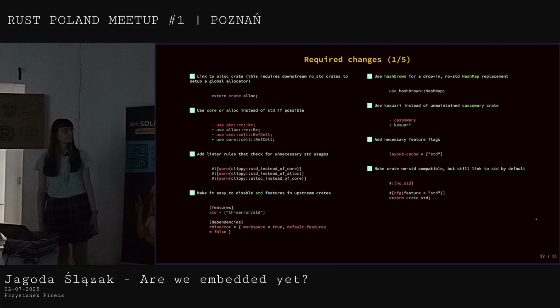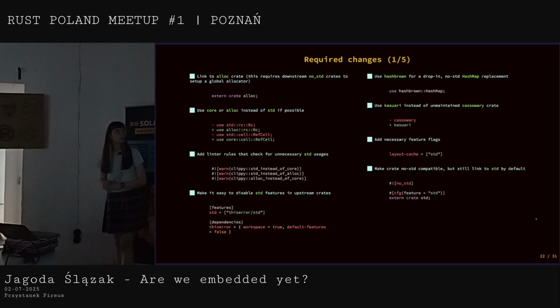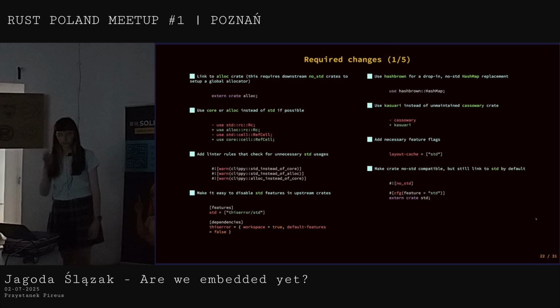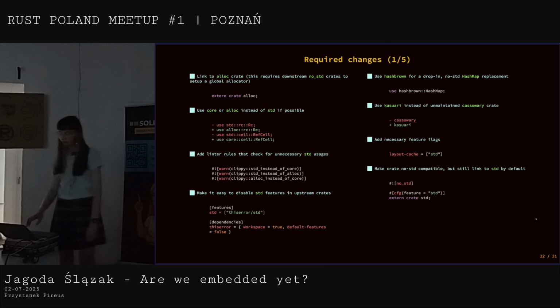upstream crates. We also used hashbrown as a drop-in no-std HashMap replacement, because hash maps are only in std, so we couldn't use that. But yeah, it's a drop-in replacement, and also a bit faster, as I remember correctly, than the implementation in the standard library.